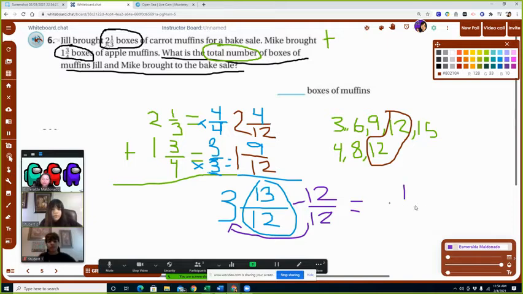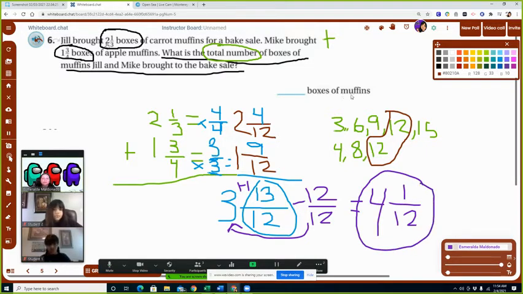1/12. 1/12. And now if I add that whole number that I took out from the fraction to the whole number, 3 plus 1 is equal to 4. So it's 4 and 1/12. So the answer would be 4 and 1/12 boxes of muffins. Any questions? Anything that looks confusing?